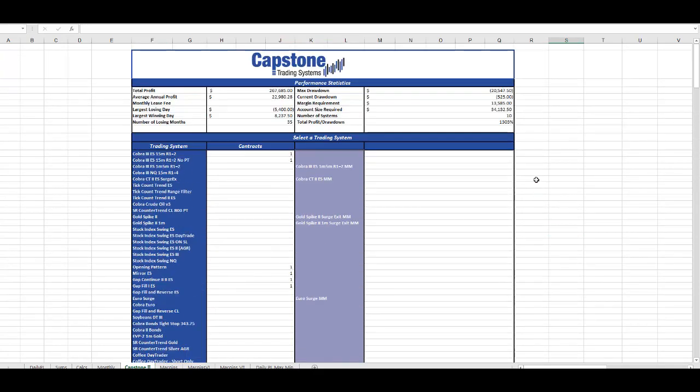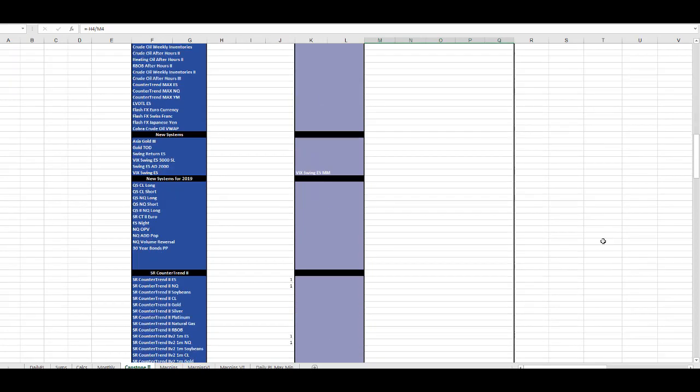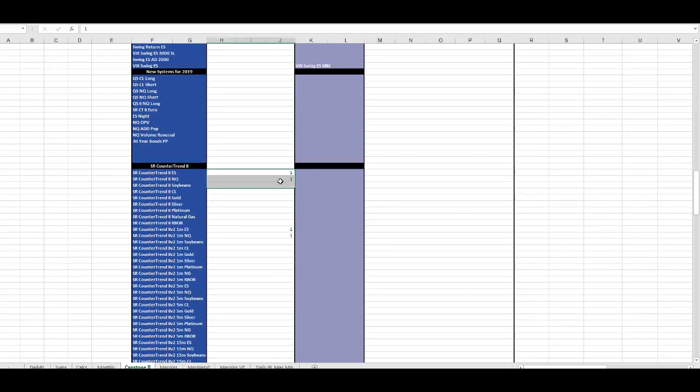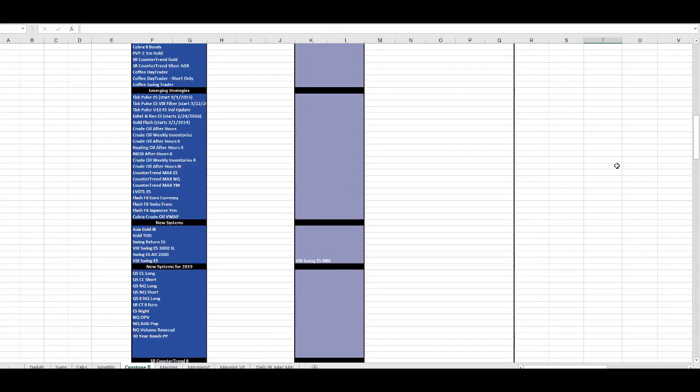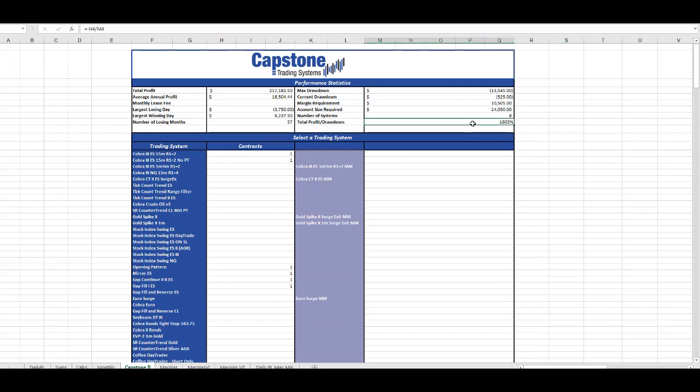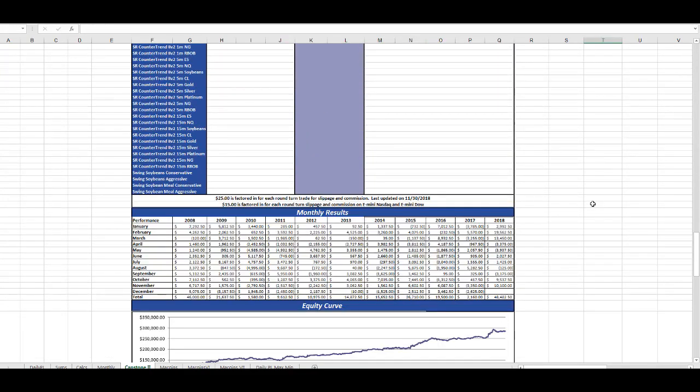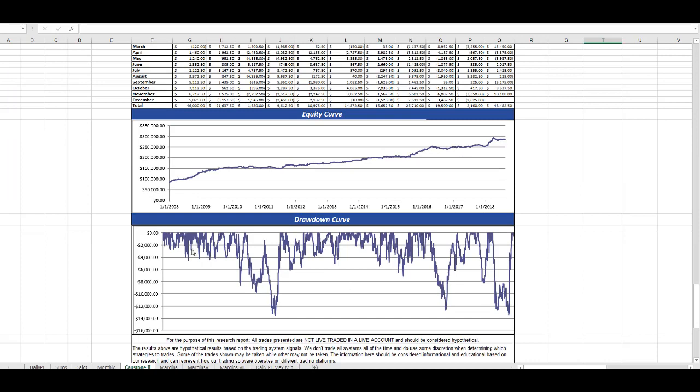And your drawdown goes up when you add that because you get more redundancy. So let's take these back out. And I'm looking at this number right here, total profit over drawdown as percentage. So you get 18,504 with a max drawdown of 13,545, and this is what your equity curve looks like.